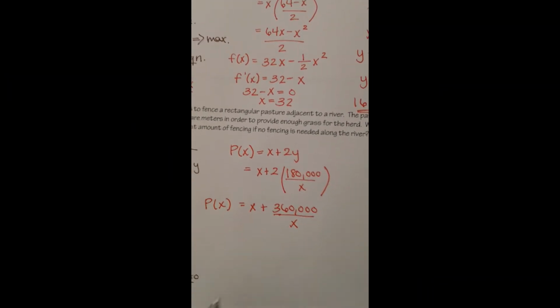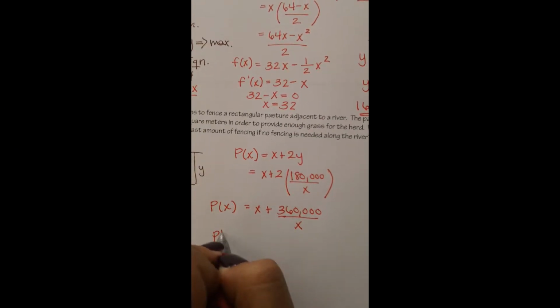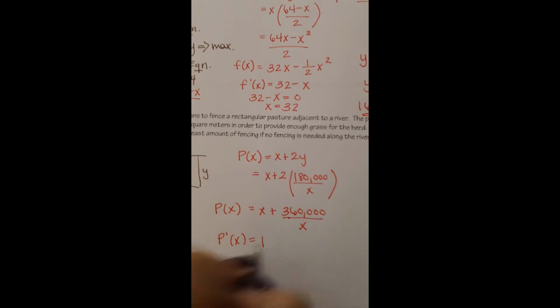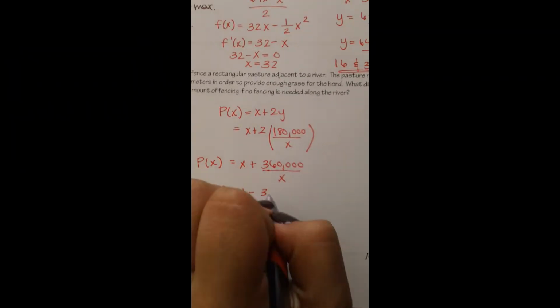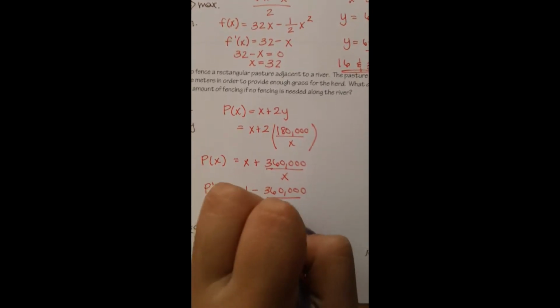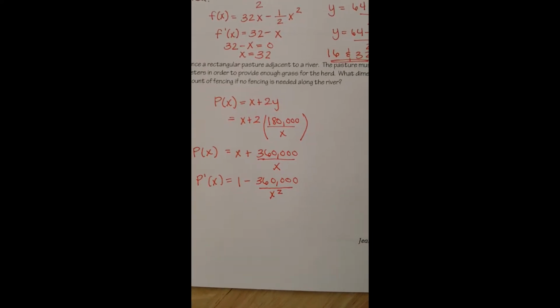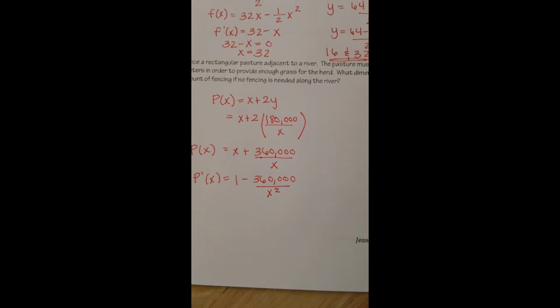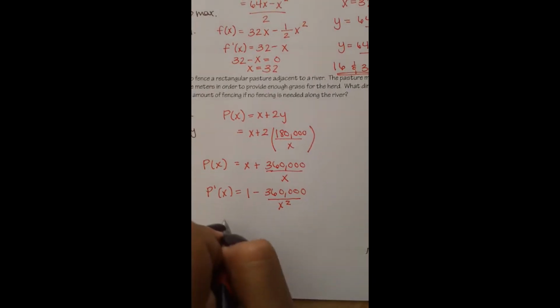From here, we're going to take the derivative of each part. So it'll be 1 minus 360,000 over x squared. We're going to set it equal to 0.